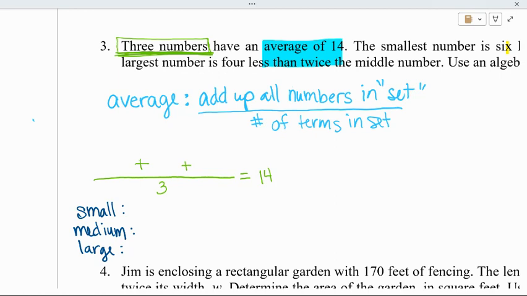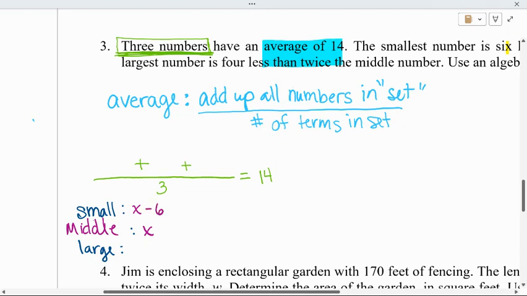If it's 6 less than the middle number, I'm going to erase where I put medium and change that to middle. How would I show 6 less than the middle number if I let the middle number be the variable x? If the middle number is x, the small number is 6 less than that. So it's going to be x minus 6.